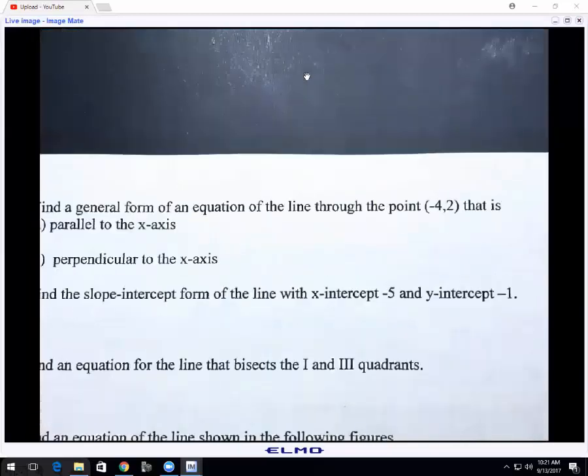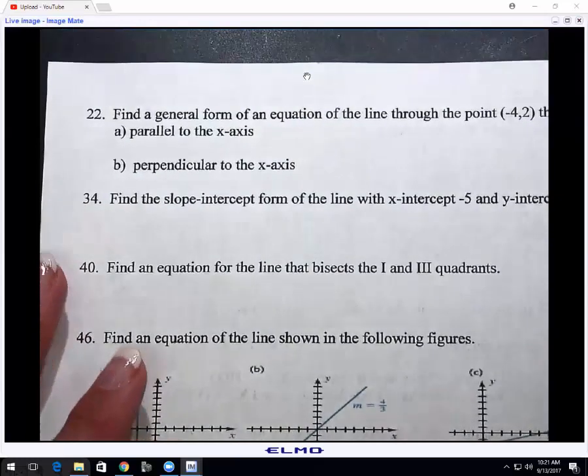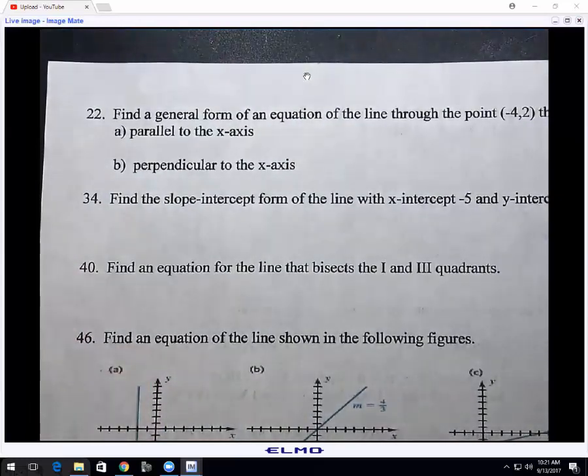Number 22 says find the general form of the equation of the line through the point (4, -2) that is parallel to the x-axis. With your left arm, show me what the x-axis looks like. With your right arm, show me what a line parallel, does it say parallel? Yeah. Are your arms crossing, Andrew? Parallel. X-axis, parallel to the x-axis.